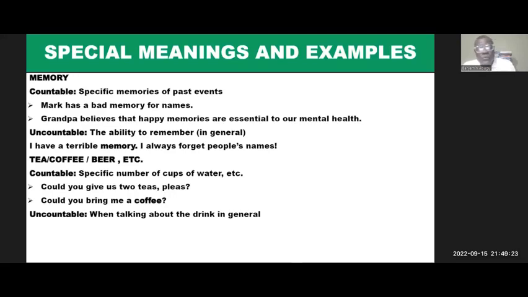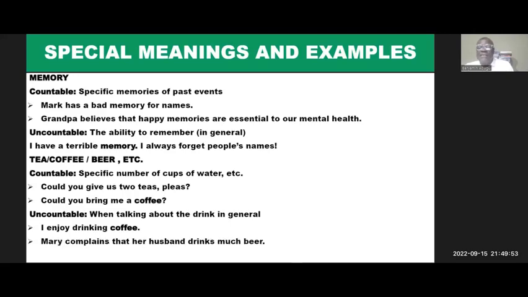So when we are talking about the drink in general, then we are referring to its uncountable meaning. For example, I enjoy drinking coffee. So when you look at coffee, the substance, the liquid that you drink, it is uncountable because really you can't count it. I enjoy drinking tea. Mary complains that her husband drinks much beer. Much beer, okay?